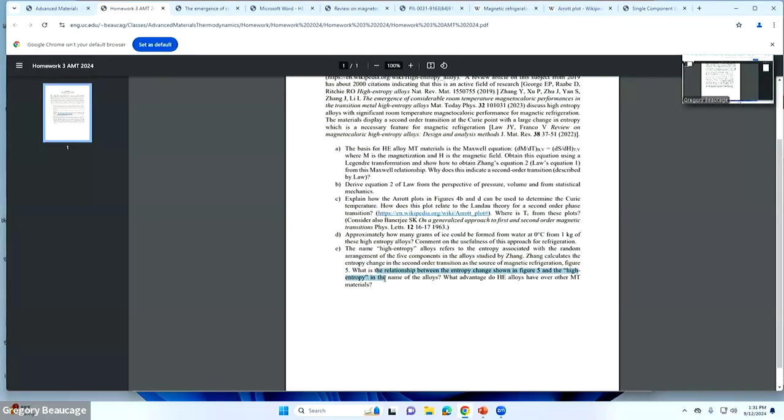What is the relationship between the entropy change shown in figure 5 and the high entropy in the name? There's no relationship. They aren't related.